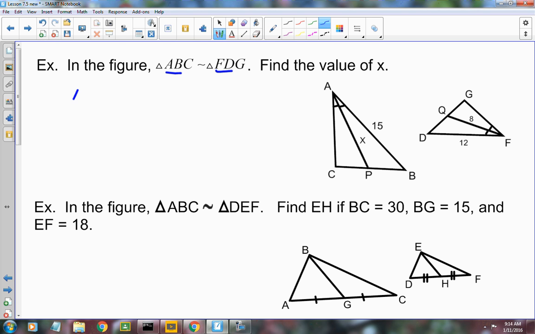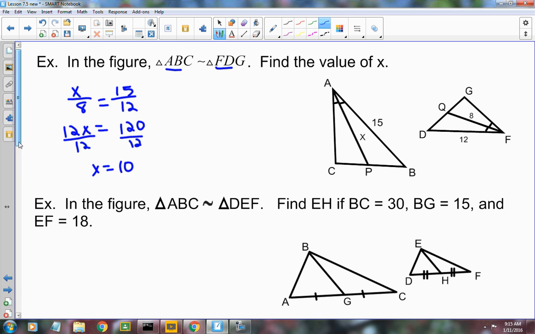So we can set up a proportion. So x is to 8 as 15 is to 12. Okay, so altitude to altitude, side to side. Cross multiply, 12x equals, is that 108? Divide both sides by 12, and x is 10. All right, so x is 10.